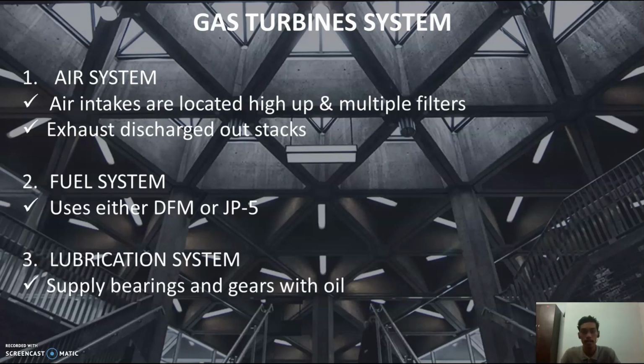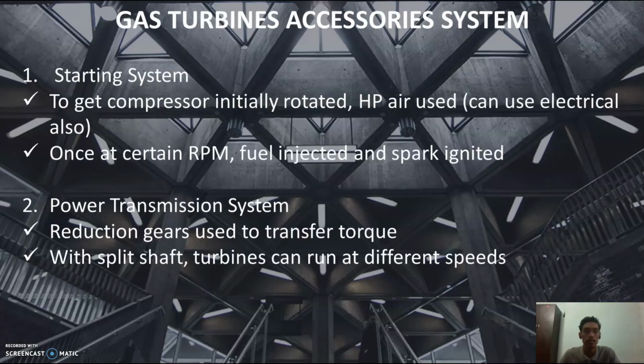Next, for the gas turbine system, there are three gas turbine systems. First of all, air system. Air intakes are located high up and multiply filtered. Next, exhaust discharges out the stack. So next, fuel system. Uses either DFM or JP5. Last but not least, lubrication system. Supplies bearings and gears with oil.